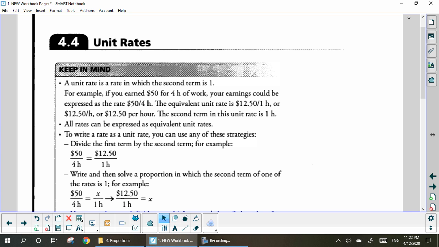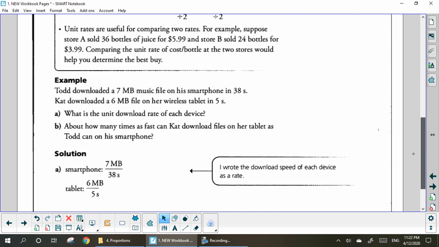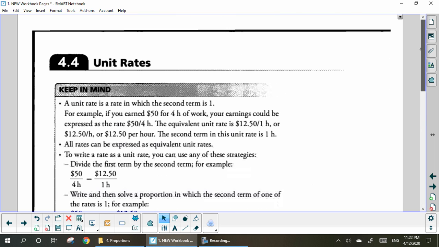So if you look at your note 4.4 on page 146, it's talking about the unit rates, and I'm just going to highlight. It says that a unit rate is a rate in which the second term is 1. That sounds not so clear.